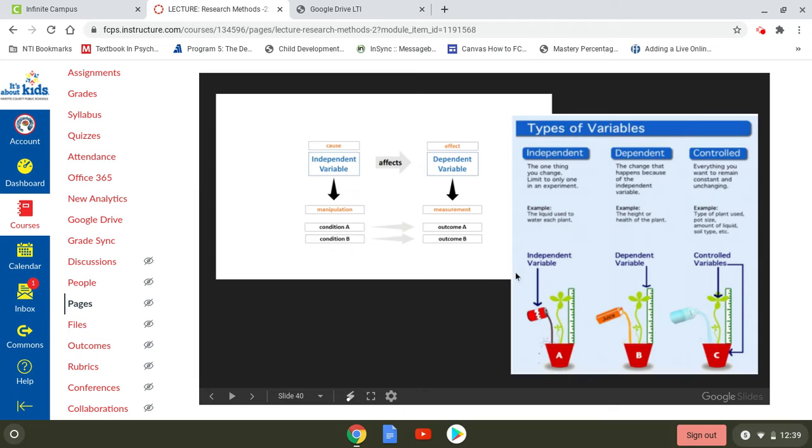So again, just to remind you, our independent is the thing you change. We usually limit it to only one in an experiment. Sometimes we can have more than one independent variable if it's a complex one. And then our dependent is, again, what we measure. And then our controlled is everything we want to remain constant. So the controlled variable, in this particular example, is the plant itself. They're not using all kinds of different plants. It's the same exact type of plant each time. And then they are just changing what they water it with, right? So we need to make sure we know exactly which variables are independent and dependent or just controlled.